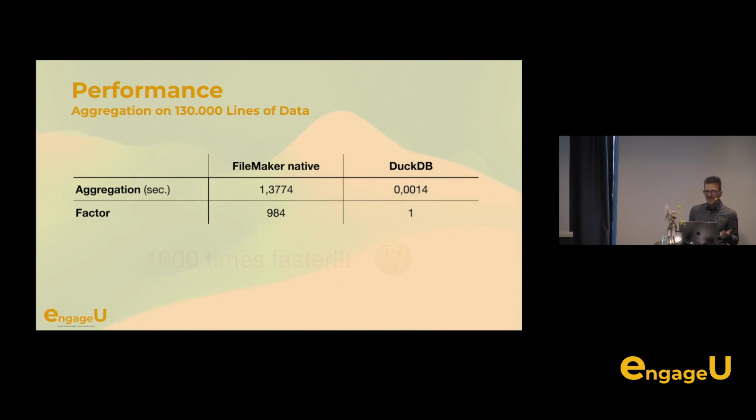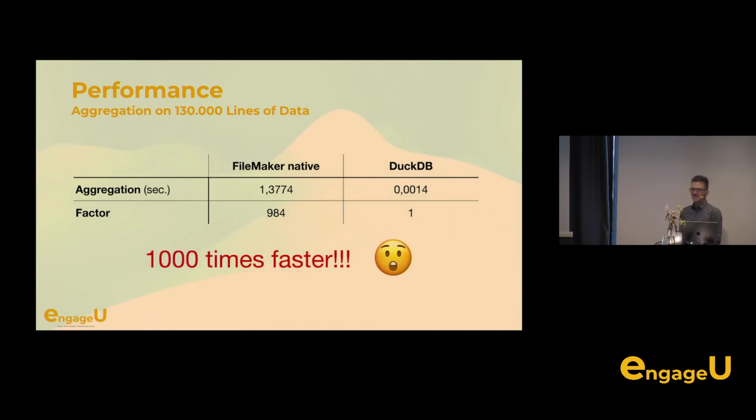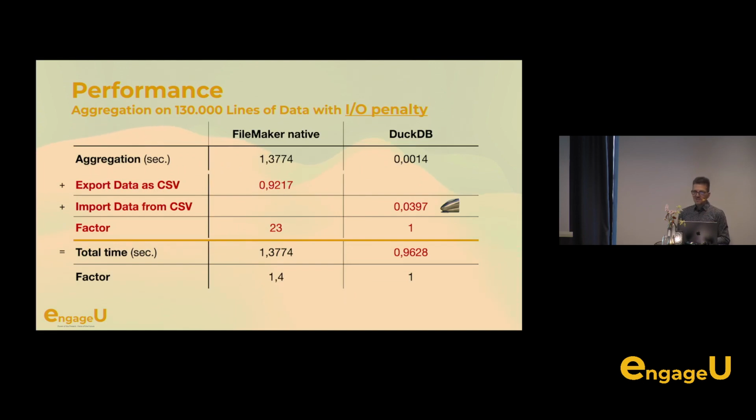So it's nearly 1,000 times faster than doing it in FileMaker. And that's a very simple scenario. And to be fair, first I had to get this CSV data out of FileMaker to feed it to DuckDB. So we put a penalty on top. Exporting the data from FileMaker took about 0.9 seconds. That is a bottleneck here because FileMaker is a bit slow to write out this data.